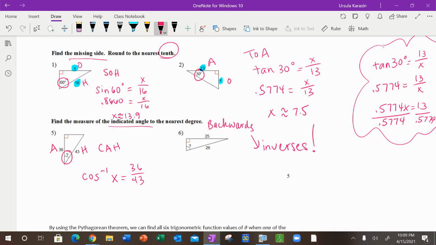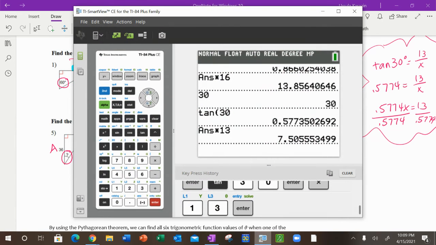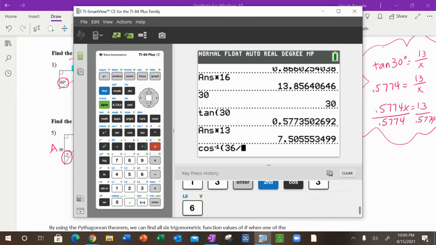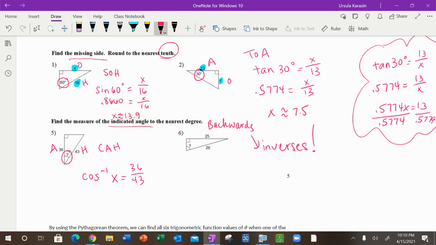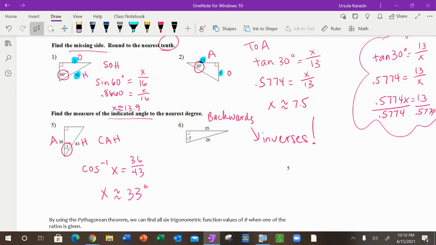Once you remember that you have to use the inverse, these are actually easier to do because it's a one-step problem. So on the calculator, if you use second, which is that blue button, and then the actual cosine button, look, there's the inverse. And I'll put 36 divided by 43 and enter. And it's about 33. Notice for degrees, we don't want any decimals. We just want whole numbers. So it's about 33 degrees.